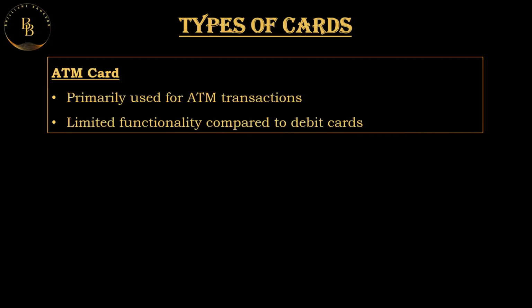Coming to the next card is the ATM card. The ATM card is primarily used for ATM transactions, and it has limited functionality compared to the debit card. An ATM card is not a debit card, but a debit card can be used as an ATM card. An ATM card can be used only for ATM withdrawals or for knowing the balance in the account, and to a limited extent at point of sale transactions.